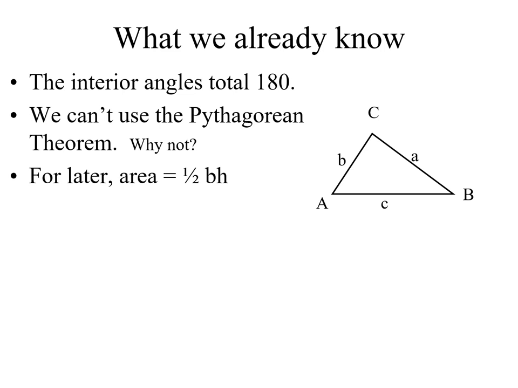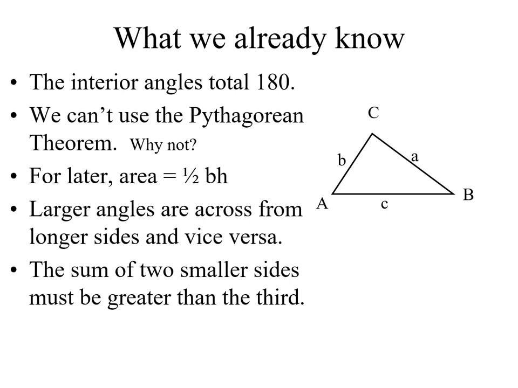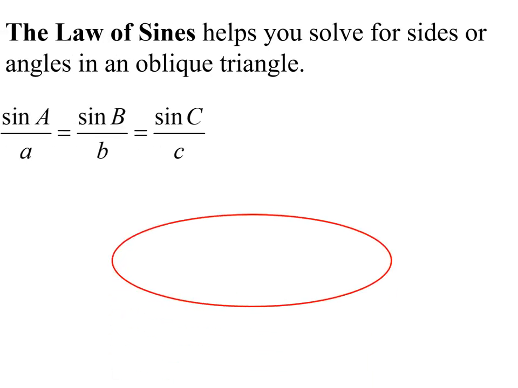And the area is half base times height. Larger angles are across from longer sides and vice versa. The sum of two smaller sides must be greater than the third. By now, we already know all of that.